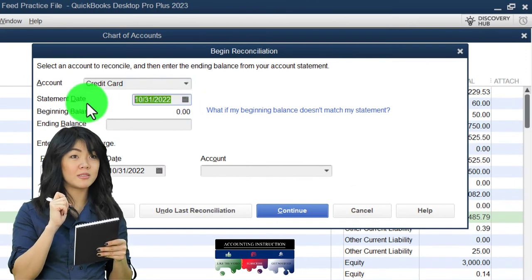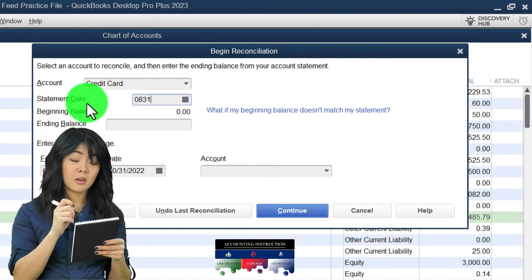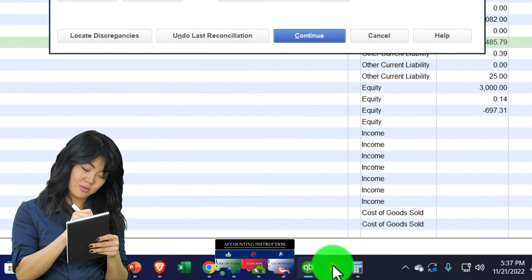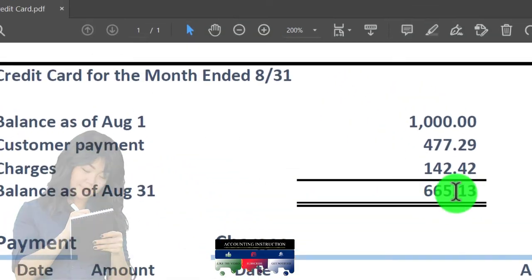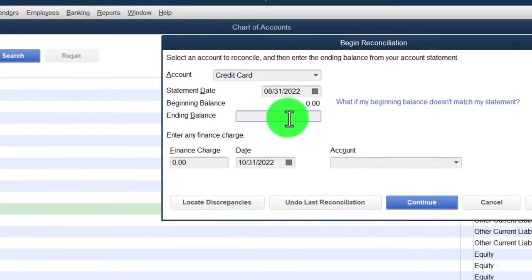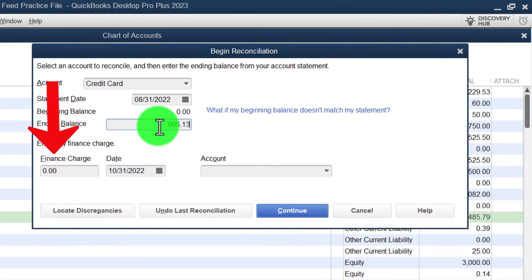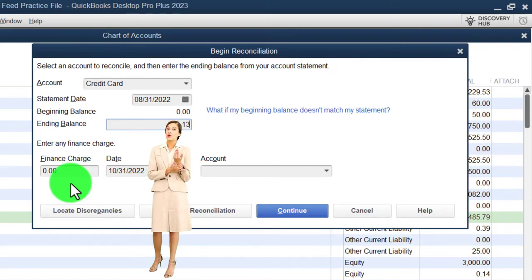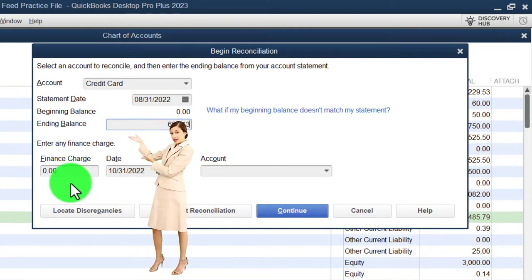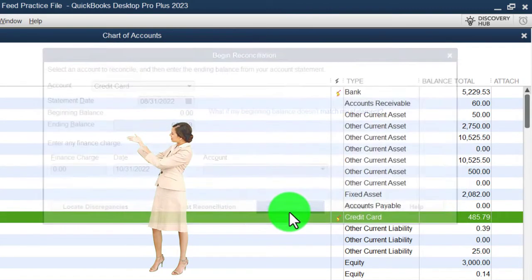Let's say, well, what if I just continue on and say 083122? I know the ending balance needs to be 665.13. Let's put that in, 665.13. Now, if there are charges, I can enter the charges here. But oftentimes the charges will be included, because if you got them from the bank feeds, they'll be in the system. And even if they're not, I like to add the charges by comparing them out and then adding them later. So I'm going to keep that as is. I'm going to say continue.